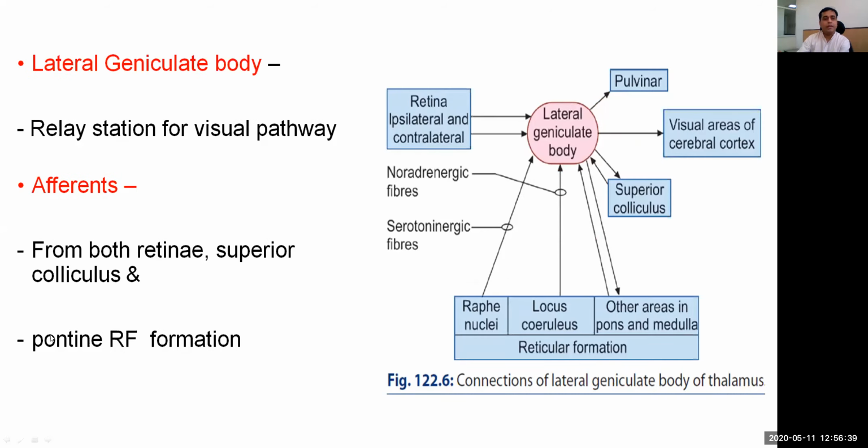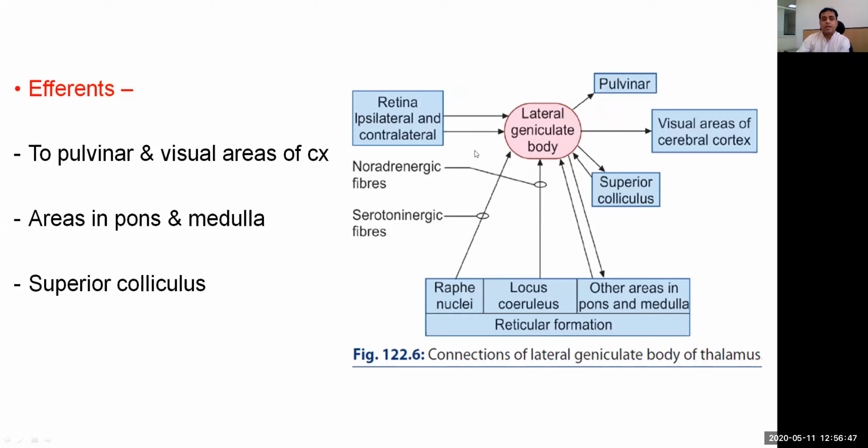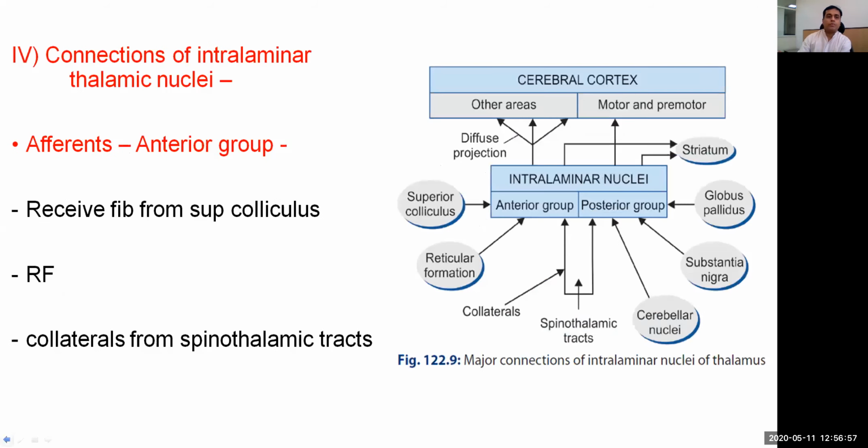Lateral geniculate body is receiving afferents from both retinae, superior colliculus, and pontine reticular formation, and efferents are ultimately going to the pulvinar, visual areas of the cerebral cortex, and superior colliculus, as well as a variety of areas in the pons and midbrain.